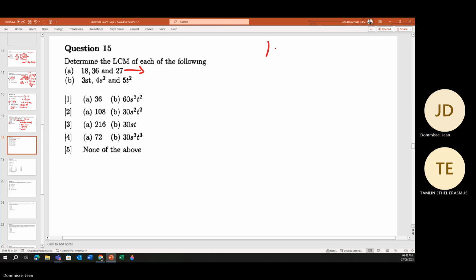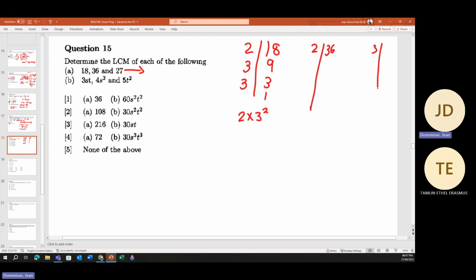So we sit with 18. So what I normally do is to say, okay, 2 goes into 18 nine times. 3 goes into 9 three times. 3 goes into 3 once. So this one, we have 2 and 3 to the power of 2. Can that be? That's 9 times 2. Yes, okay. Then we sit with 36. And then we're going to sit with 27 as well.